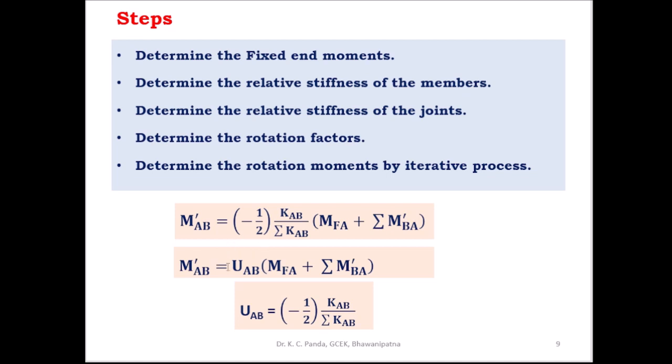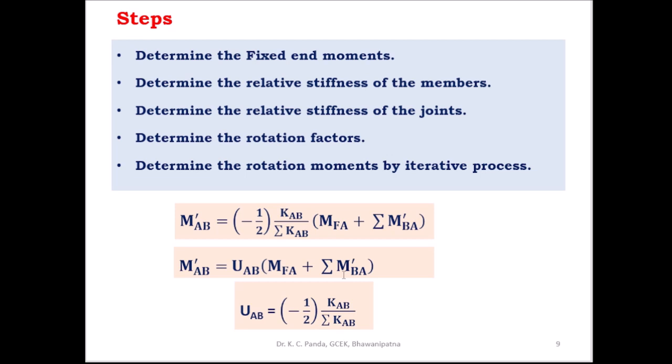So here m dash AB is equal to UAB into MFA plus summation of m dash BA. UAB is the rotation factor, which is equal to minus half into KB divided by summation of KB. So the rotation factor you can find by taking minus half into the relative stiffness of the member divided by the relative stiffness of the joint. After knowing this rotation factor, you can find the near end rotation moment, that is equal to the rotation factor into the fixed end moment of the joint plus the far end rotation moment. In the first cycle, you have to assume the far end rotation moment is equal to 0.